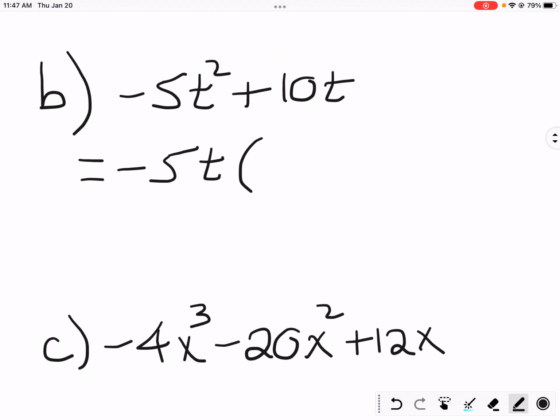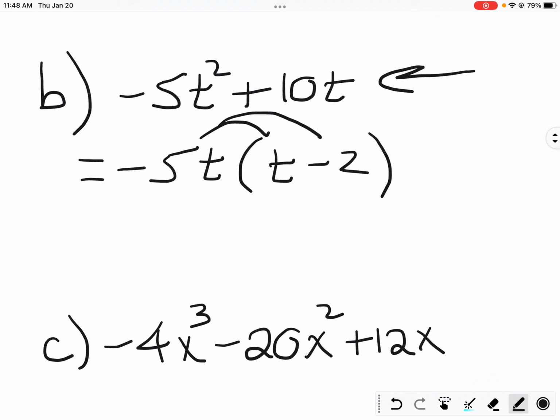So I'll divide negative 5t squared by negative 5t. The negative 5's cancel off. t squared divided by t is just t. And then 10t divided by negative 5t, 10 over negative 5 is negative 2. And t divided by t cancels out, leaving t minus 2. You can always check your answer by expanding. If I were to do this, I should wind up with that.